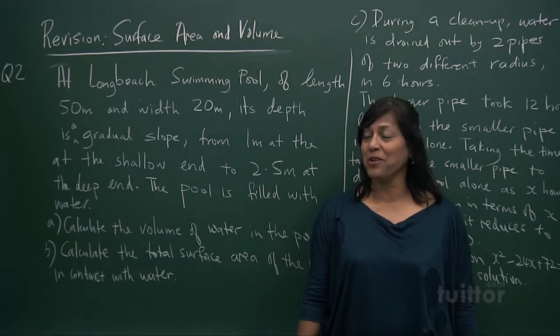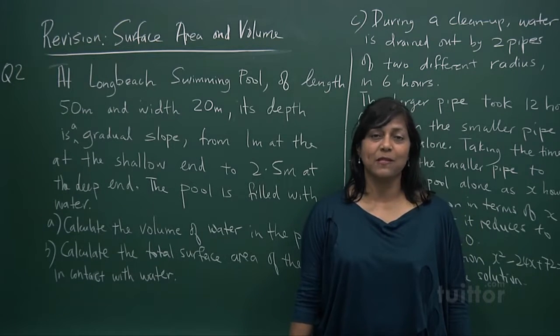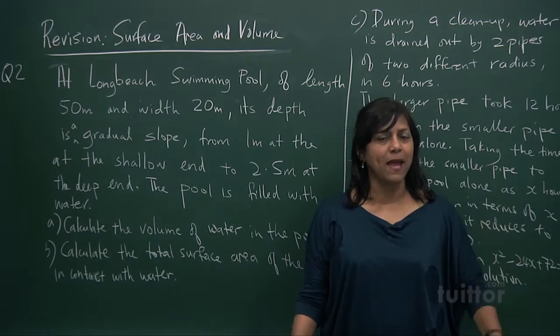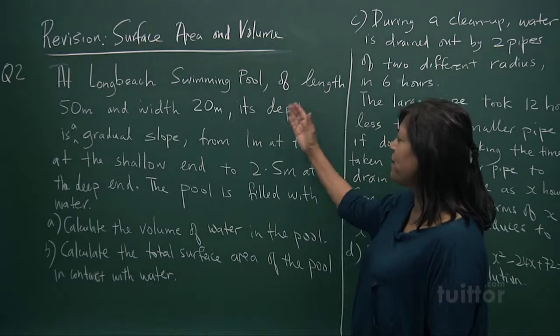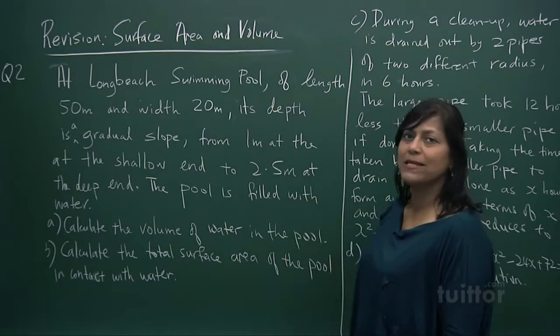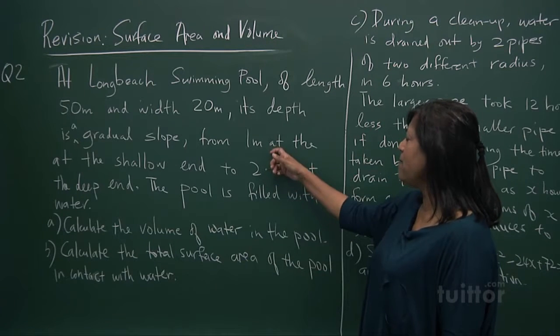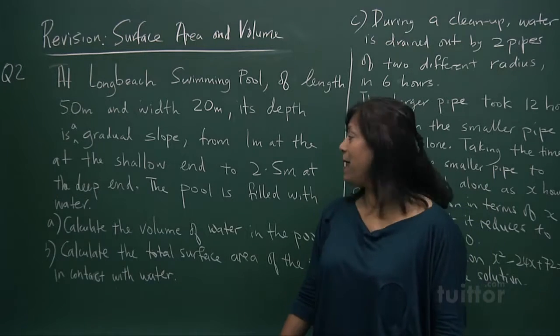Okay, we've moved to question 2. Now, if you look at a swimming pool, that's a very favorite question. You've got a shallow end and a deep end of the pool. Now, a Long Beach swimming pool of length 50 meters and width 20 meters, its depth is a gradual slope from 1 meter at the shallow end to 2.5 meters at the deep end.